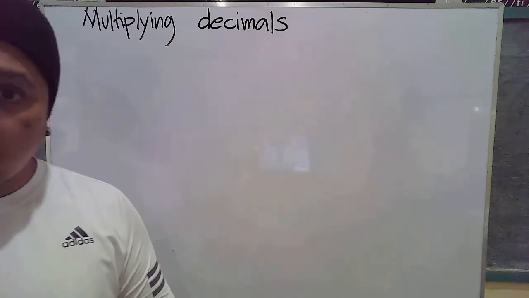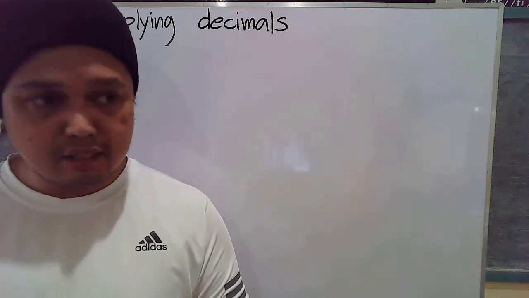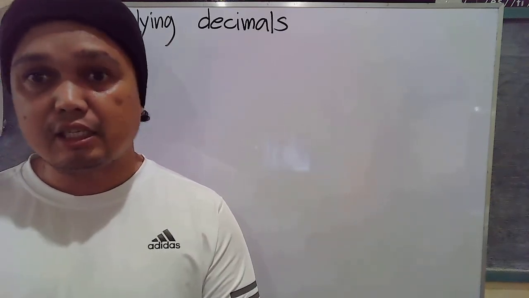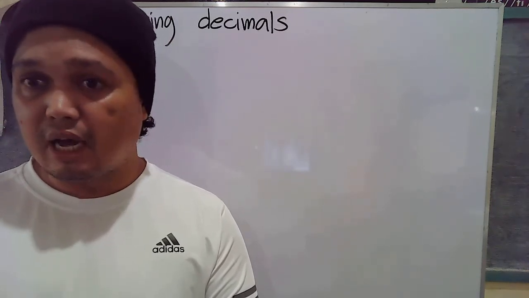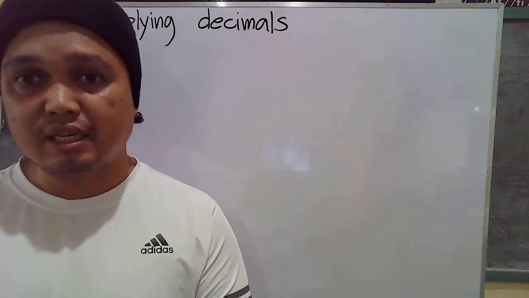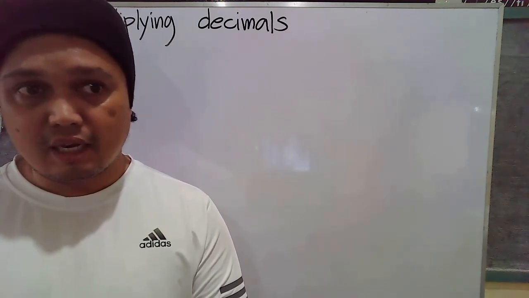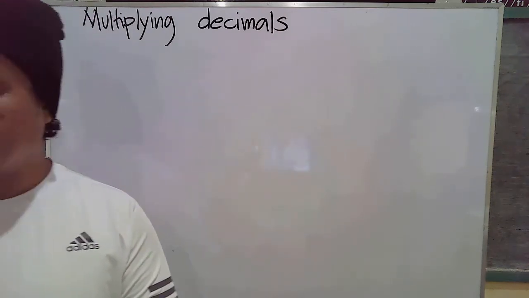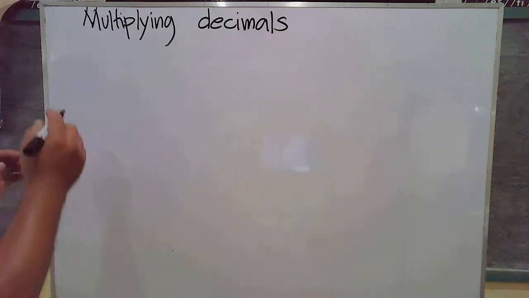So how do we multiply decimals? Simple. First, just multiply them just like whole numbers, and count the number of decimal places in the factors, and that will determine the decimal place in your answer. Okay, so I'm gonna explain that to give you an example. That's example number one.